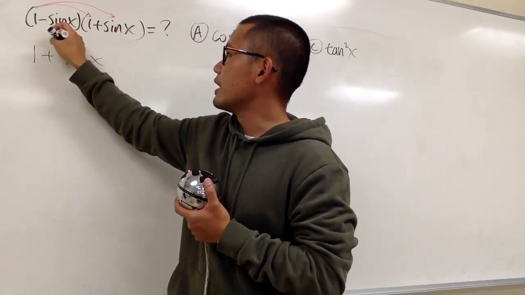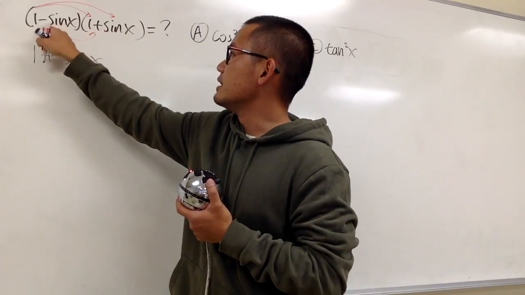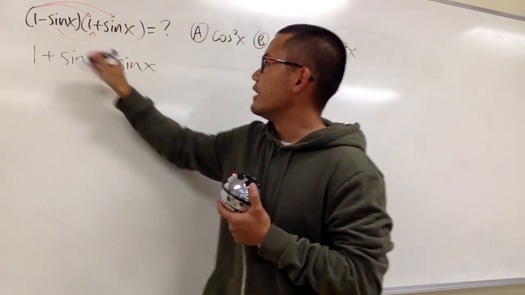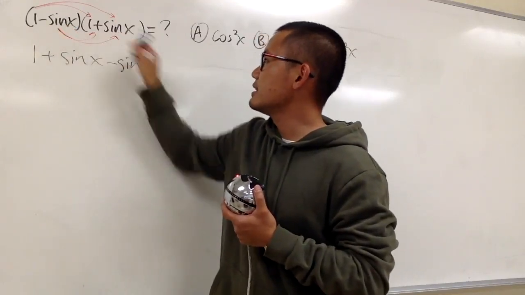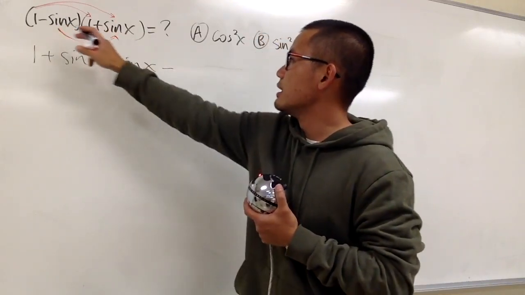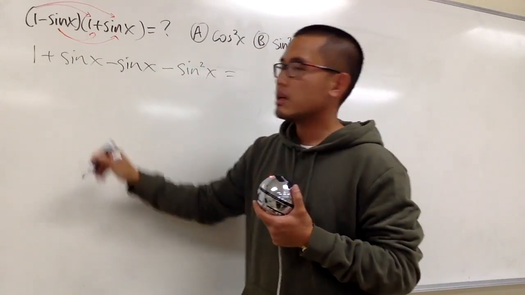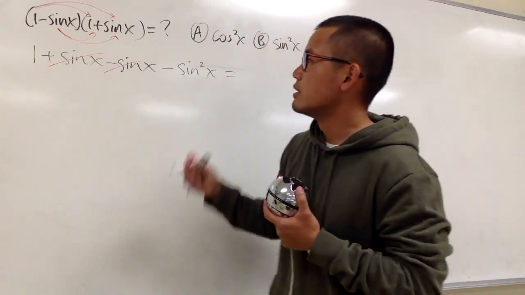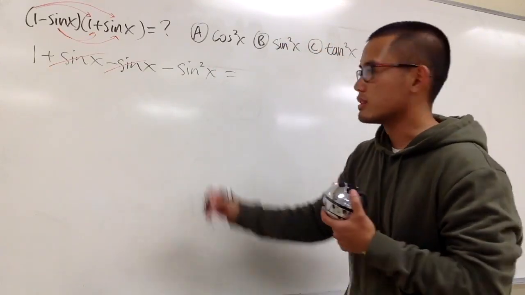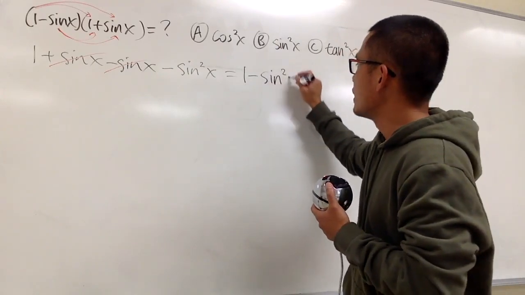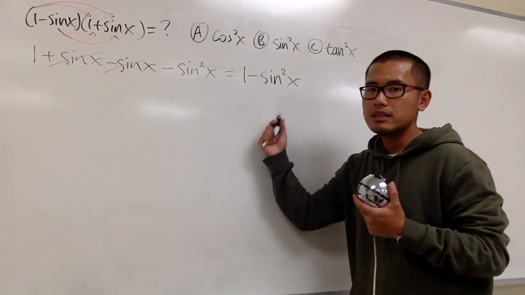And then we'll continue. We'll take this times that. This is negative sine x times 1, so that's negative sine x. And then negative sine x times positive sine x will be minus sine squared x. And as you can see, this and that cancel out. Sine x minus sine x is just 0. So in other words, we have 1 minus sine squared x. That's all we have, right?